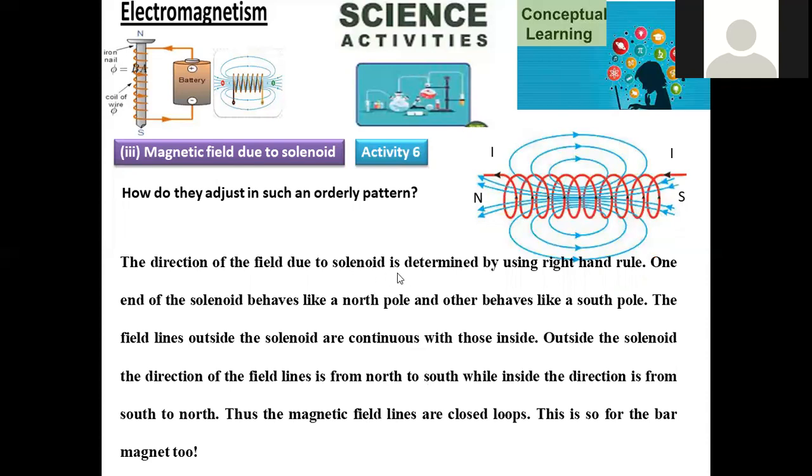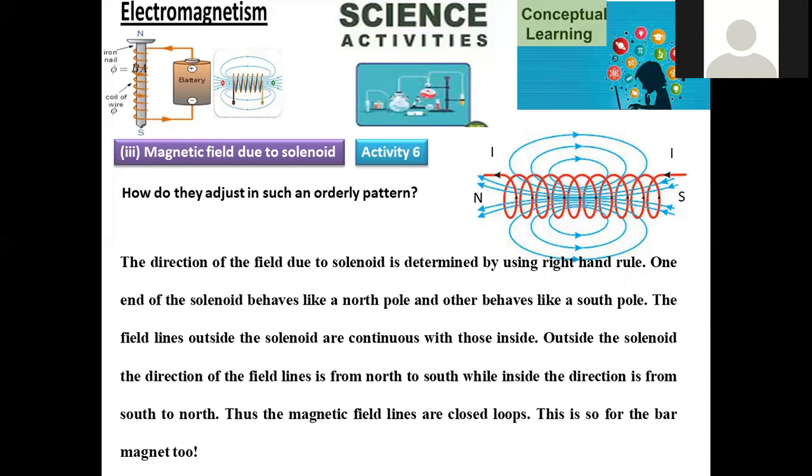The direction of the field due to the solenoid is determined by using the right hand thumb rule. In what direction the current is moving, and in what direction the electrical as well as magnetic field lines are propagating, all these are identified by using the right hand thumb rule. So how can it be? One end of the solenoid behaves like a north pole. Here it is assigned the north pole. One end can be taken as a north pole, and the opposite end can be regarded as a south pole with respect to the geographical poles of the earth. In that manner, north and south poles are assigned for this solenoid.